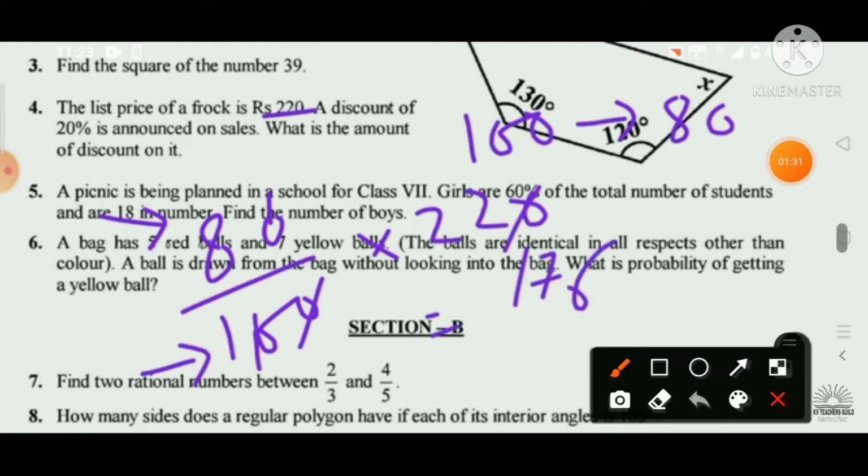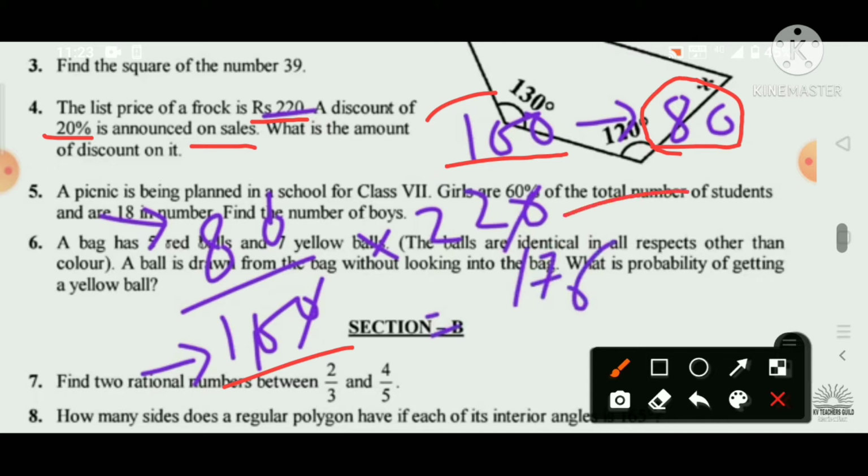The next question is on list price. The list price of a frock is 220 rupees and a discount of 20% is announced on the sale. What is the amount of the discount on it? So the rupees is 220. In 100%, if we minus 20%, we will get 80%. So 80 by 100 into 220 you can do. Then by cancelling we get 176. Let us move to the next question.